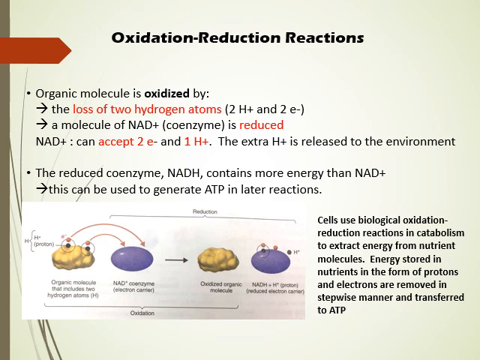Here is another figure representing the redox reaction. In this case, an organic molecule is oxidized by the loss of two hydrogen atoms. When a molecule is oxidized, that means it loses protons or electrons, in this case also hydrogen atoms. Then a molecule of NAD plus coenzyme is reduced. When a molecule is reduced, it is accepting the hydrogen.